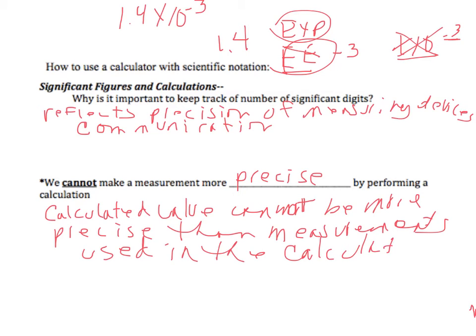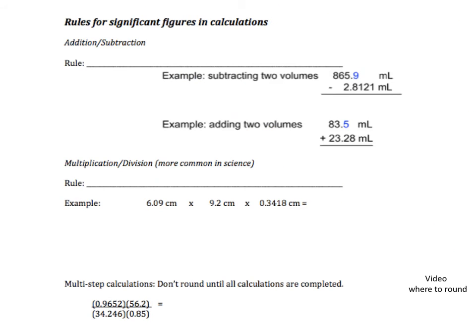So if I am using a bathroom scale to measure the amount of table salt, I can't multiply that number and make it any more accurate than it is. It's very imprecise because it used the bathroom scale. Okay, so we're going to take a look at the rules for significant figures and calculations. First, we'll talk about addition and subtraction. It's different for addition and subtraction than it is for multiplication and division.